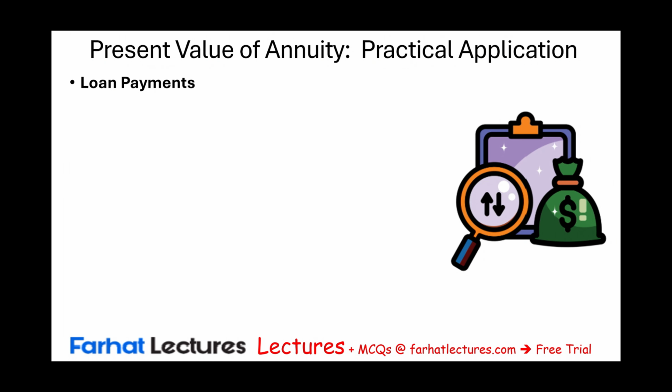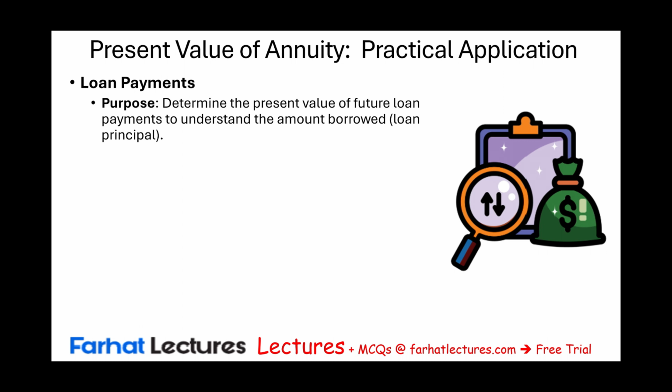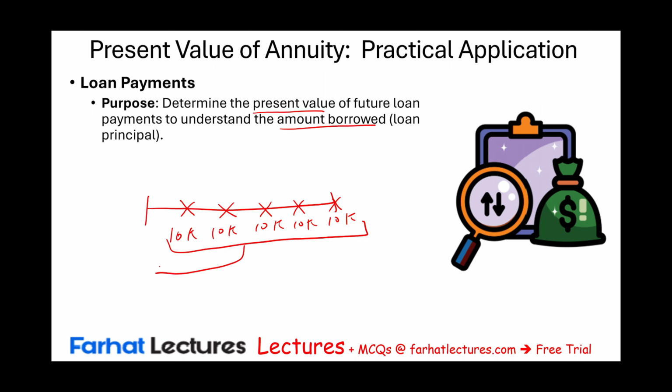Let us start by looking at some practical application of the present value of annuity. One application is loan payments. The purpose here, when you would use the present value, is to find or to understand the amount borrowed, the loan principal. So as a bank or as a banker, here's what you do. When you lend money, you expect to be paid in the future a series of payments, like 5 payments, 10,000 each, 5 payments. What you will do to find the present value of the loan today, you will find the present value of this annuity.